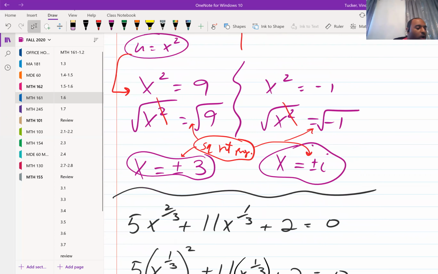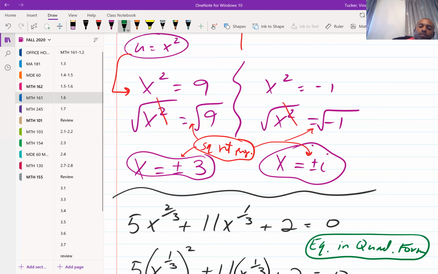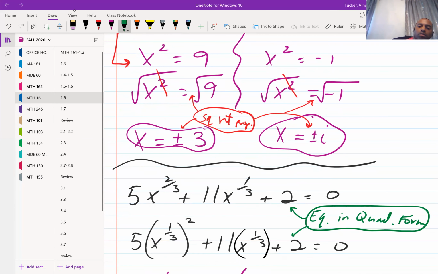The next one is a problem that's similar to that setup. We have 5x to the 2/3 plus 11x to the 1/3 plus 2 equal to 0. This, once again, is a quadratic equation in quadratic form. The reason is that we have x to the 1/3 beside that 11, but also x to the 2/3 is x to the 1/3 squared, which is next to that 5.